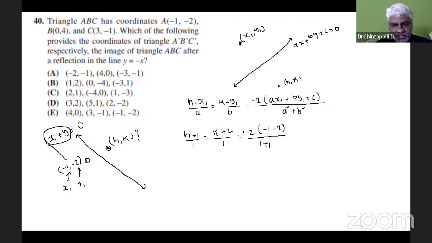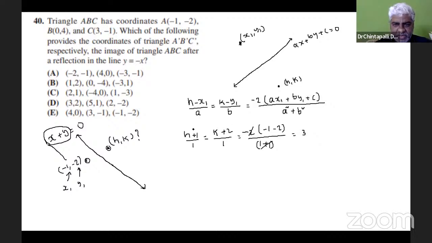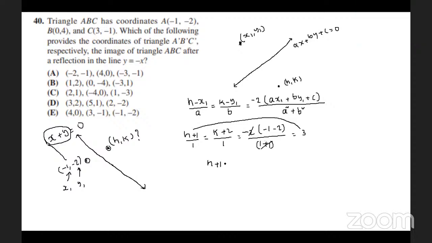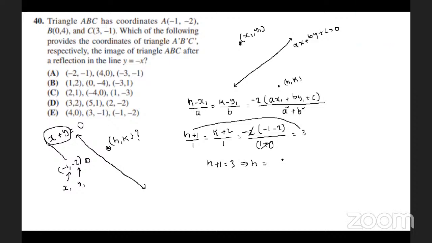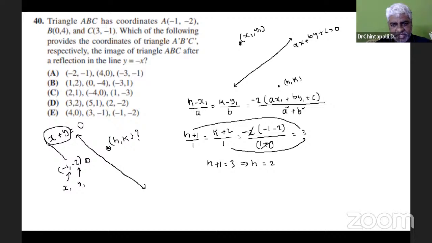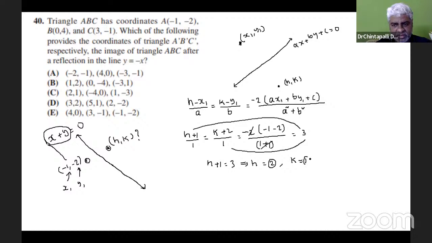What happens here? The 2 and 2 get cancelled. 3. Very good. What is this value? h plus 1 is equal to 3, right? Yes, sir. h plus 1 is equal to 3, which means h is equal to 2. Very good. Now come back, use this statement. k equals 1. So the image is 2, 1. Got the idea?